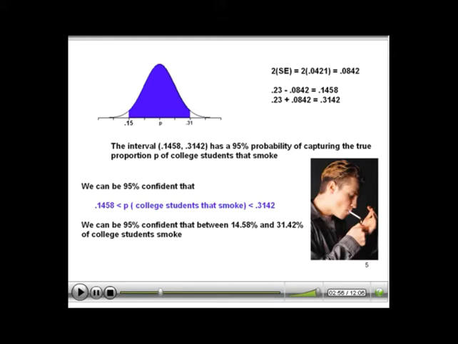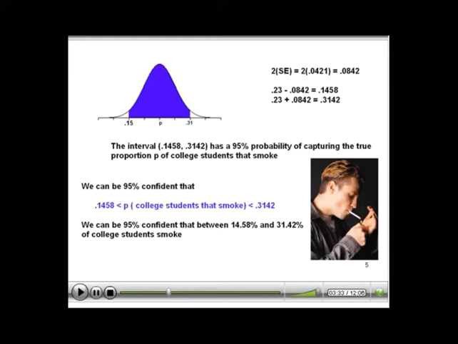So, given that we had a large sample of 100, sample proportions will be normally distributed. The empirical rule tells us that 95% of sample proportions will lie within 2 standard deviations of the true proportion. Using our 0.0421 as an estimate of the standard deviation, we can see that 2 standard deviations would be 2 times 0.0421 or 0.0842.